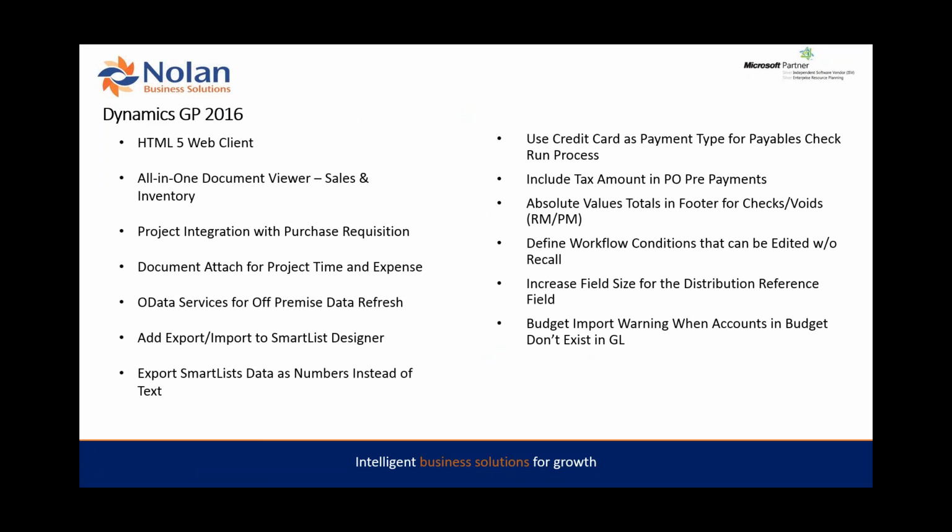With Dynamics GP 2016, Microsoft have been looking at the enhancements list with the recommendations from customers, and these are some of the new pieces of functionality that they've promised. A new HTML5 web client, which I'll talk about slightly more in the next screen. Again, the all-in-one document viewer for sales and inventory, so not only have you got the financial and purchasing, you now have sales and inventory to be able to track the document.